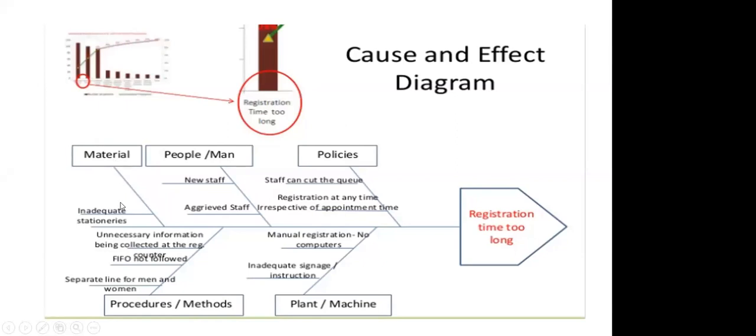In material, I already marked the sub problems. What are the sub problems we are facing in the material part? That is inadequate stationeries. For people or man, I drew new staff, aggressive staff. Then policies: you can see staff can cut the queue for registration at any time, irrespective of appointment time. So these are the major causes I identified by using this cause and effect diagram. If I rectify this, I can rectify that 3% of problem we got in the Pareto analysis.